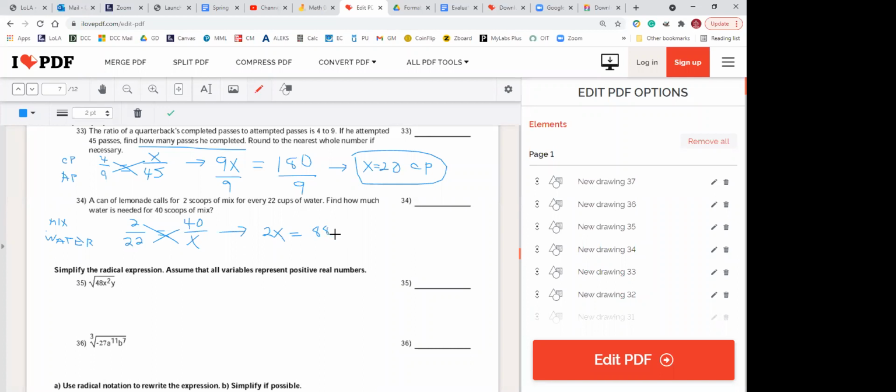And then we're going to divide both by 2. So that means x is equal to 440. And that's cups water. So it's a lot of water. So they're going to make a lot of lemonade. All right. And it's water.